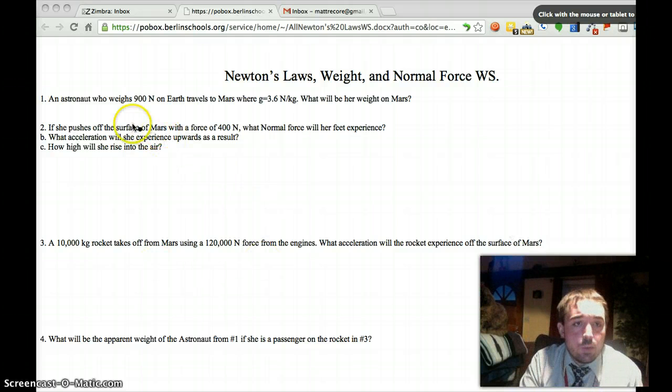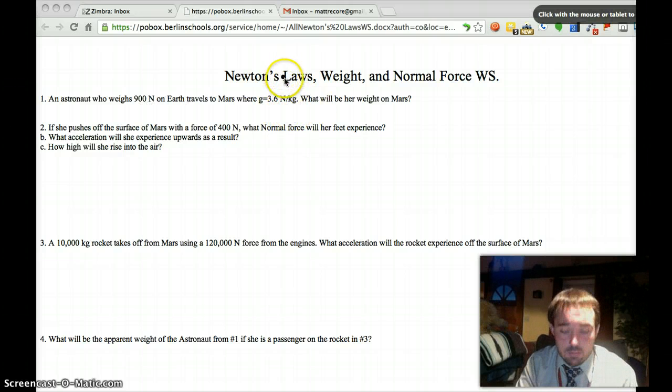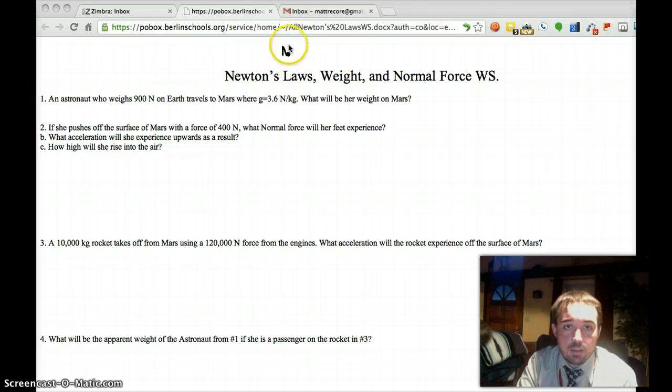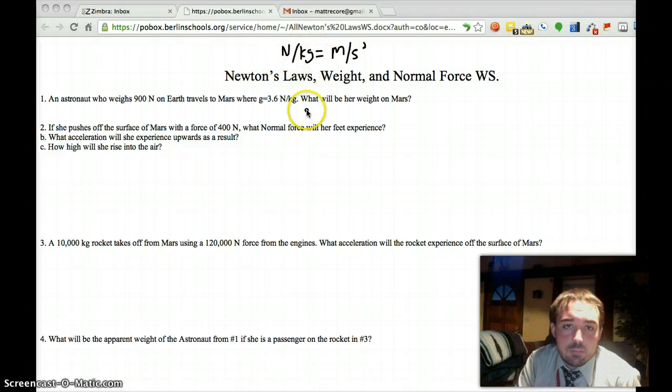For question 1, we have an astronaut weighing 900 newtons on Earth. Key right there is on Earth. And then traveling to Mars, where we have a different g. That number is just another way to say newtons per kilogram, which is just another way to say meters per second squared. So 3.6 meters per second squared is the same acceleration due to gravity. Mr. Hanbury just prefers to do it in newtons per kilogram. Really doesn't make a difference.